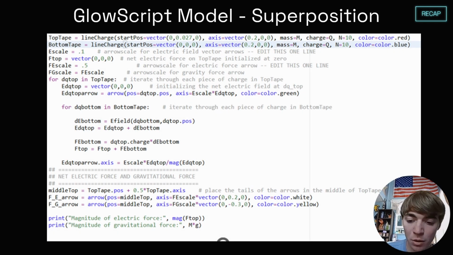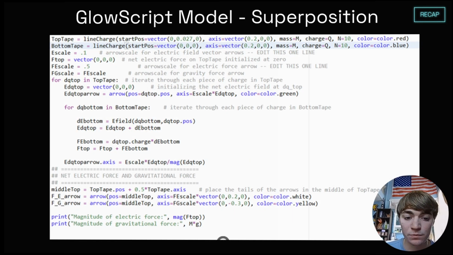Now this is the big part of the computational model, the superposition, in which we use nested for loops to essentially calculate, for each individual point charge in the top tape, the electric fields coming from each individual point charge in the bottom tape, all 50 point charges. All of those have an impact on the point charges in the top tape, and when you sum them up, it results in the net force and net field arrow acting on the point charge. So this is the meat that actually calculates the total field and force acting on each point charge within the top piece of tape using two nested for loops.